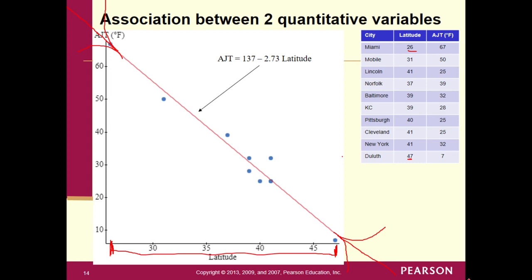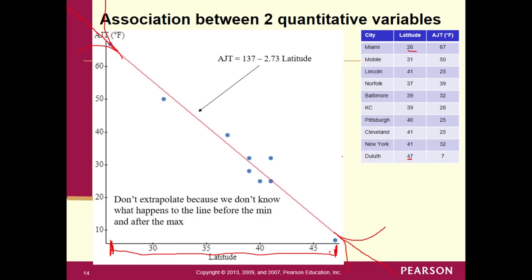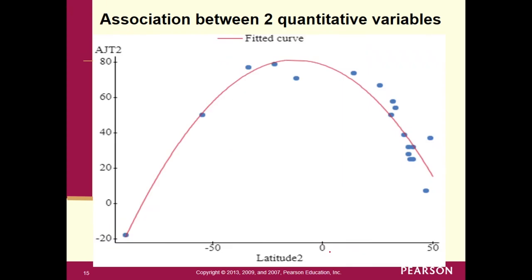Actually, let's look at data outside of 26 latitude and 47. In the next slide, what you're going to see is that I put in one Canadian city, and then cities in Mexico and South America, and then all the way down to the South Pole. Let's see what happens when we do that. That's what happens.